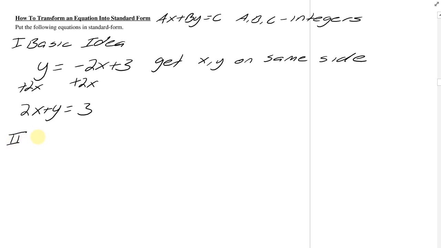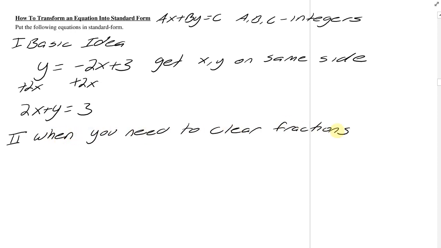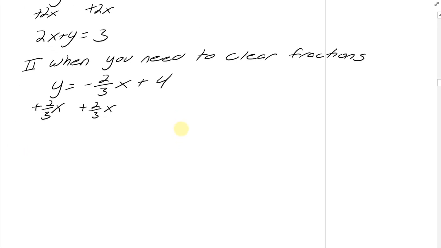So when you need to clear fractions. Okay, so let me just jump into this now. Let's say that I've got something like y equals negative 2/3 x plus 4. I still want to get x and y on the same side. So to start this, I'm going to go ahead and add 2/3 x to each side. So now look what I've got. I've got 2/3 x plus y equals 4.